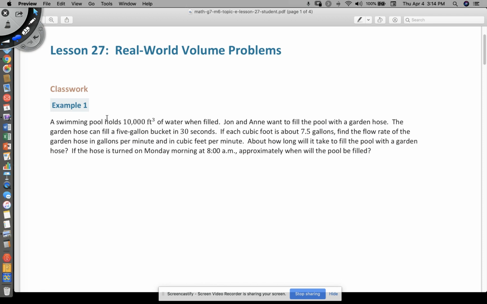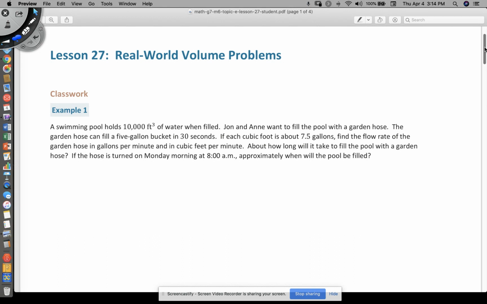This is lesson 27 for 7th grade, module 6 on real-world volume problems. So I will warn you that the work for each of these problems is quite a lot. So if you want to get out a piece of lined paper and do it on that and then attach that to the worksheet, that's fine. It will fit if you write small, but just letting you know ahead of time if you wanted to stop the video and go get some scratch paper to put this all on.